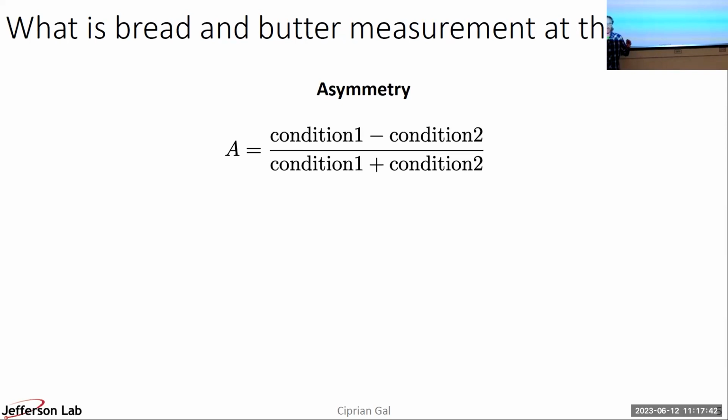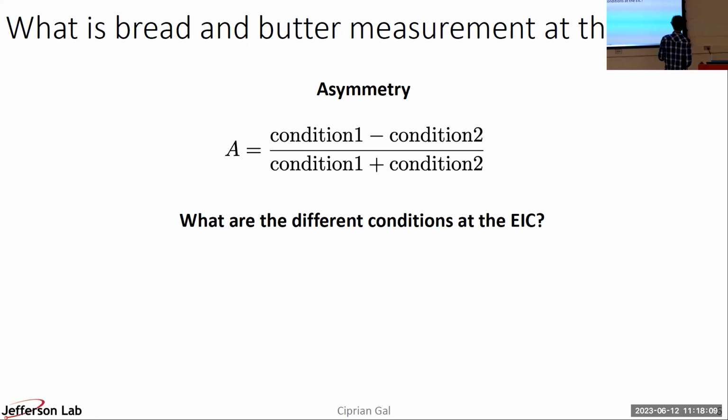In fact, you don't have to have polarization. You can do anything you want, right? You can decide to create an asymmetry between measurements taken during the day and measurements taken during the night. So your condition one could be my night measurements minus my day measurements divided by the sum, and that tells you if there's a difference and what the percentage of that difference would be. But you're exactly right. For the EIC, the important part is the polarization.